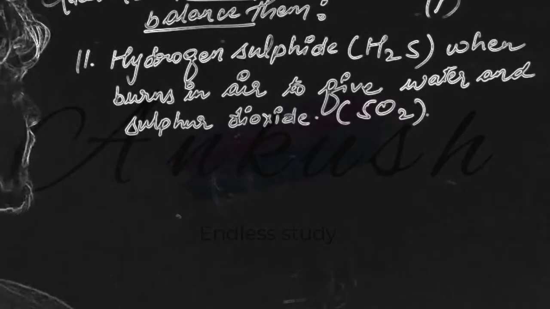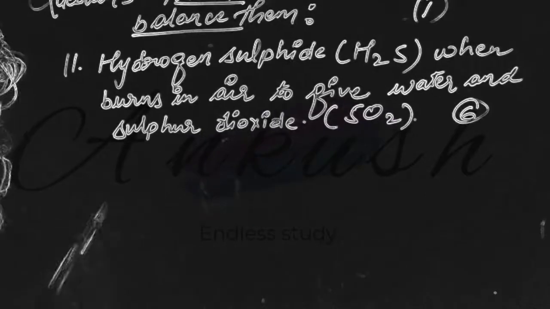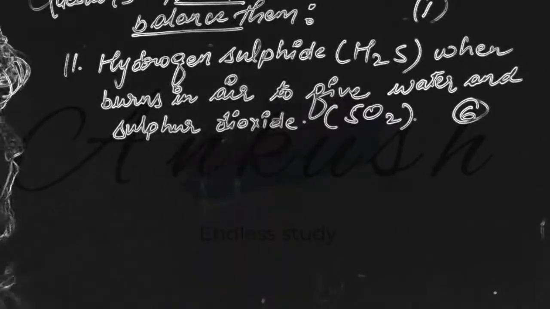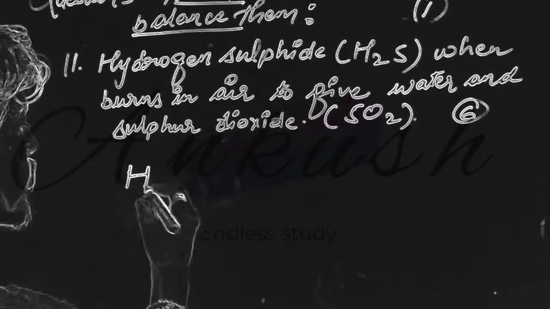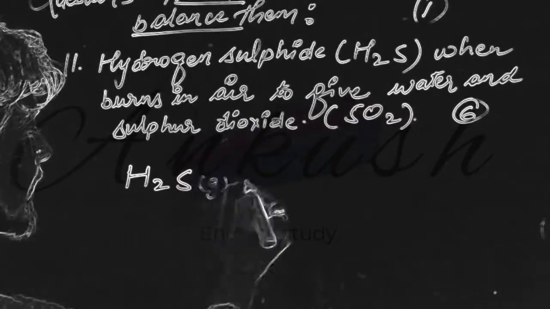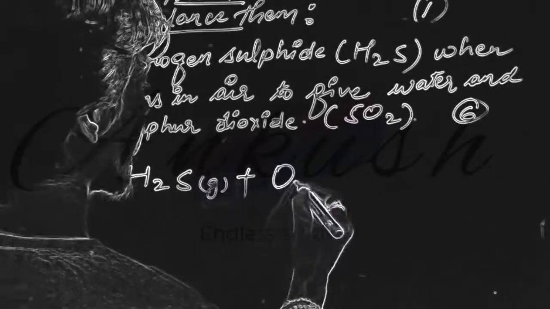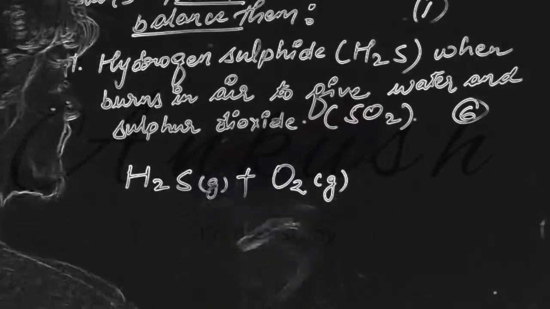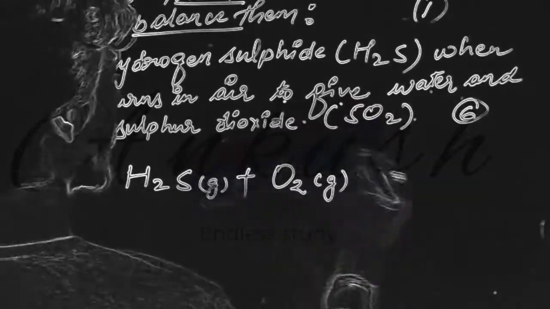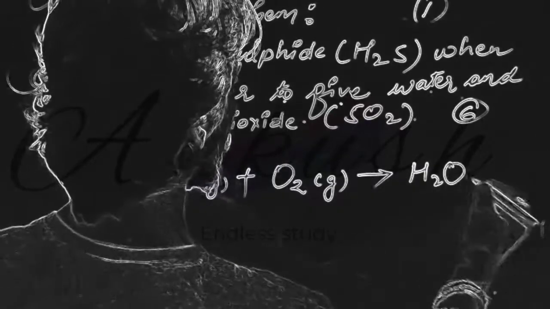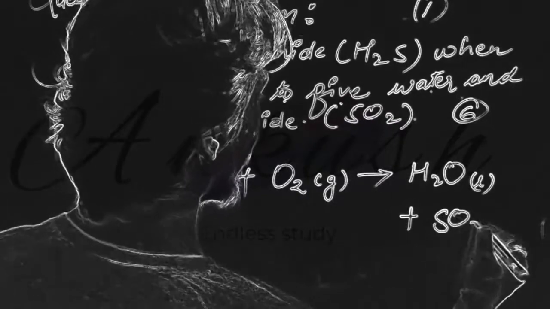First of all, we will write it in word equation. But if you no need to write, you can directly write it in symbolic representation. So the symbolic representation of the above sentenced chemical reaction will be hydrogen sulfide H2S. It's a gas. Plus oxygen, when hydrogen sulfide burns in air, it is also gas. These are the physical states what I am writing here. To give water and sulfur dioxide, water that is H2O, liquid, plus sulfur dioxide that is SO2, and it is a gas.